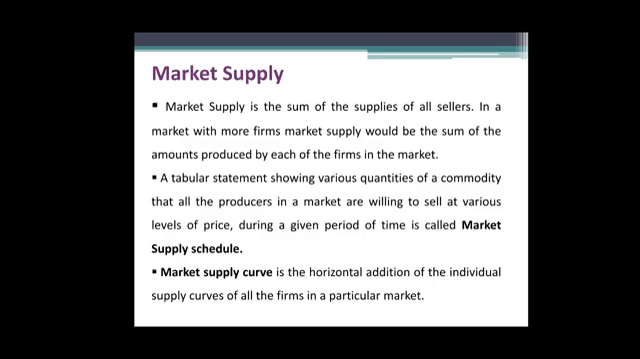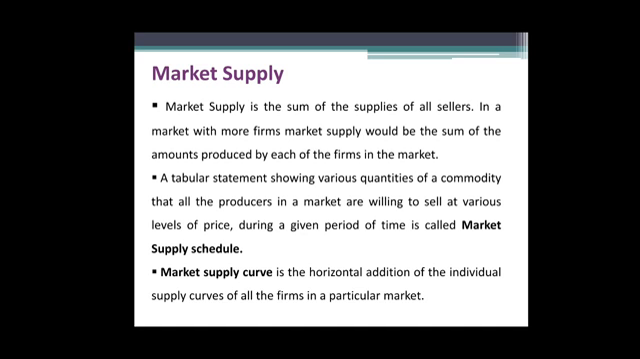Now coming to another important element of supply, which is market supply. Dear students, supply can refer to the output of one producer or to the total output of all producers in the market, which is called market supply. So market supply is the sum of the supplies of all sellers. That is, it is the sum of supply of all individual firms in a market.